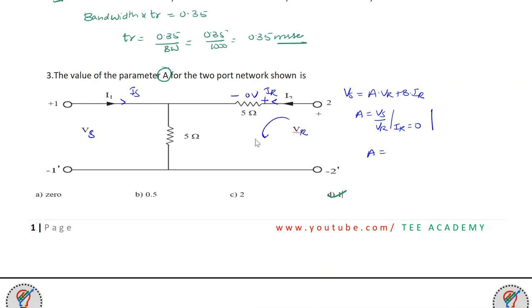If you apply KVL also, what you get? Minus Vr plus 0 plus the voltage across here, that's nothing but Vs. So Vs is equal to 0. Now what is the relationship? Vs is equal to Vr. Now A is equal to Vs by Vr. That's nothing but 1. Hope you got the answer. It is 1. Next question.